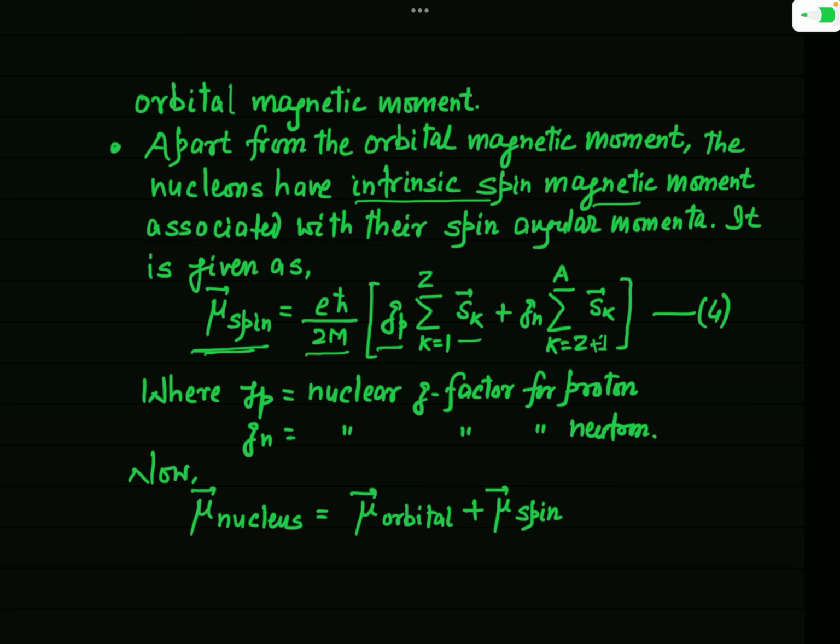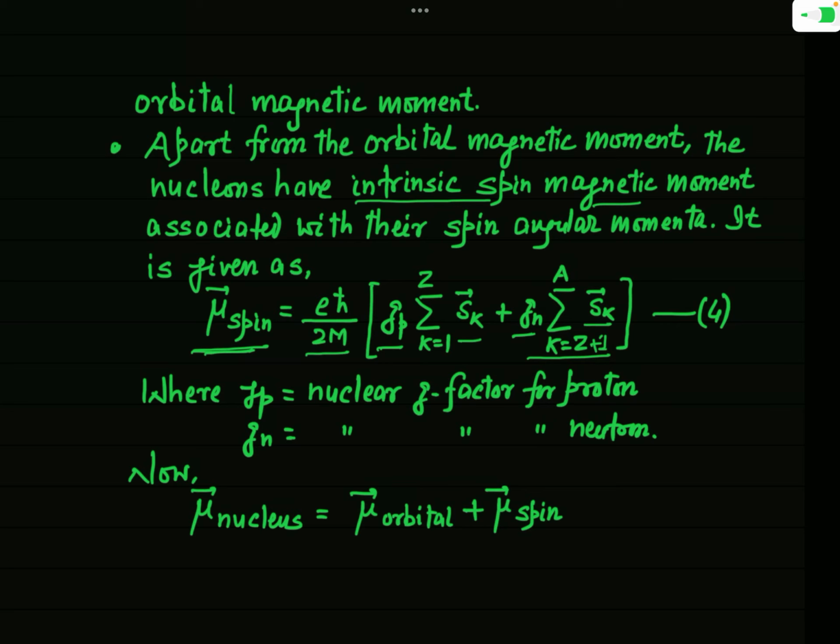And then we will add the spin magnetic moment due to the neutrons. For neutron, I have written here the g factor by the symbol Gn. This Gn is the nuclear g factor for neutrons. And similarly, the spin angular momentum of neutron has also been written here, Sk, which is for the kth neutron.